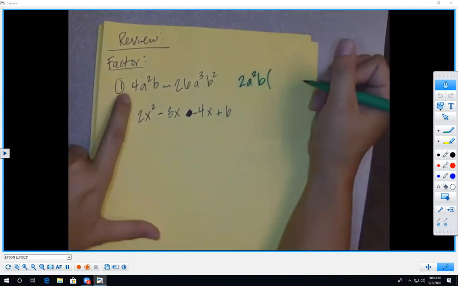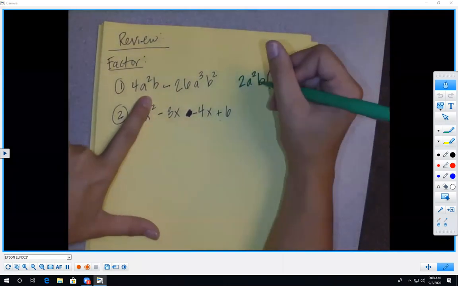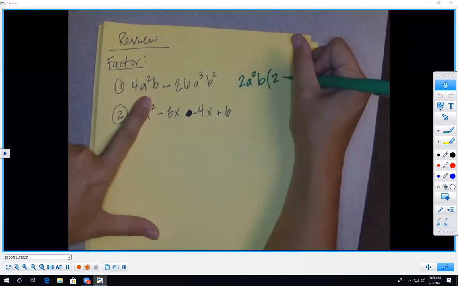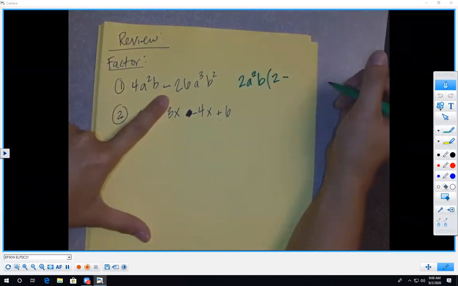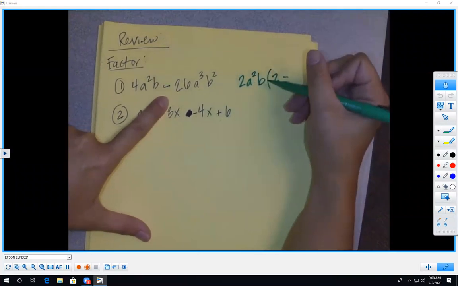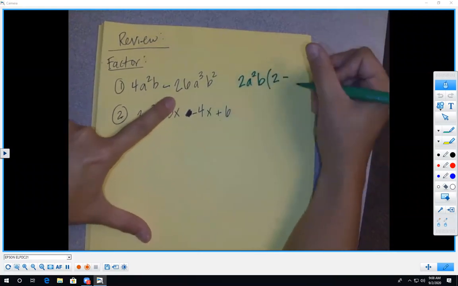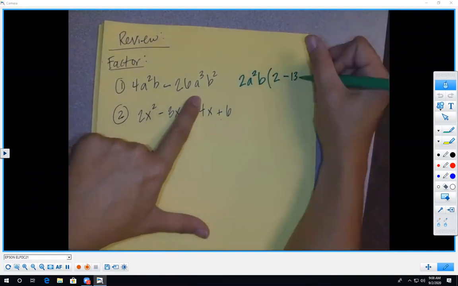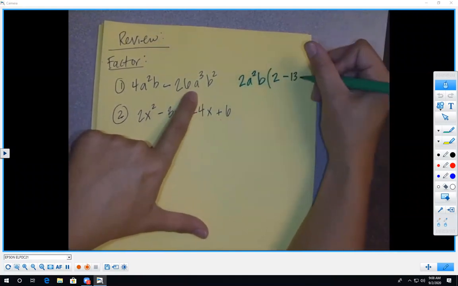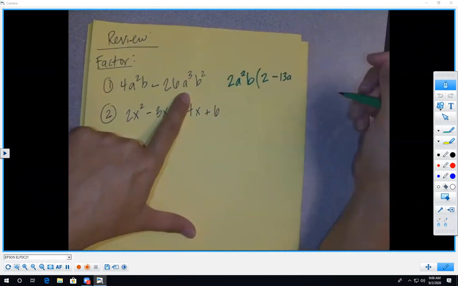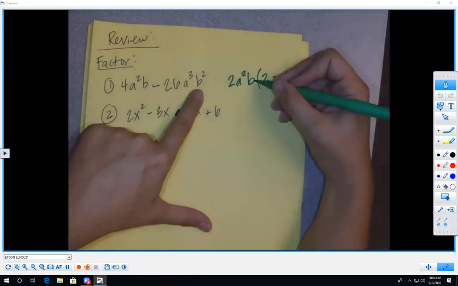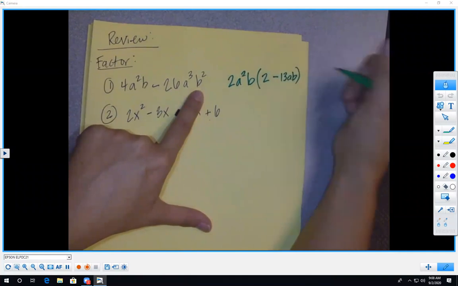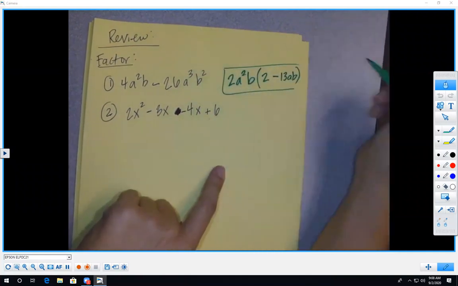When I factor that out, 4a squared b divided by 2a squared b is 2. 26a cubed b squared divided by 2a squared b, if you break it down into pieces, 26 divided by 2 is 13. A cubed divided by a squared, I have 3 a's, I took 2 out, so I have 1a left over. B squared, I have 2 b's, I took 1 out, so I have 1b left over. And that's your answer.